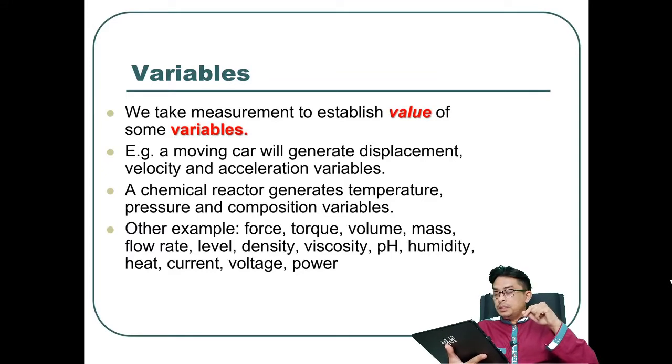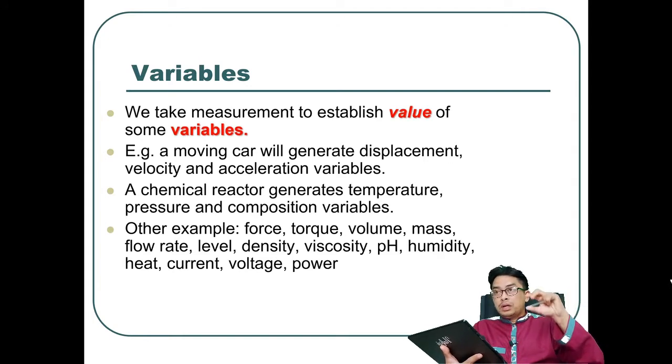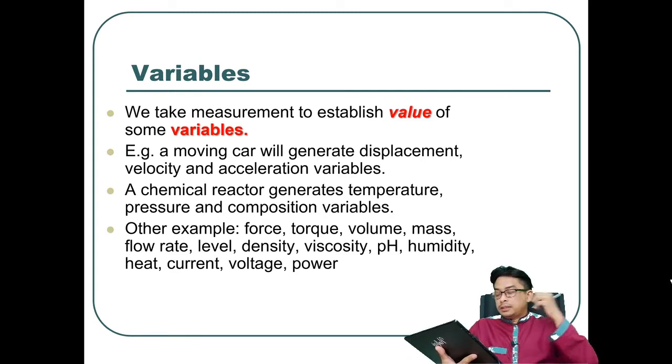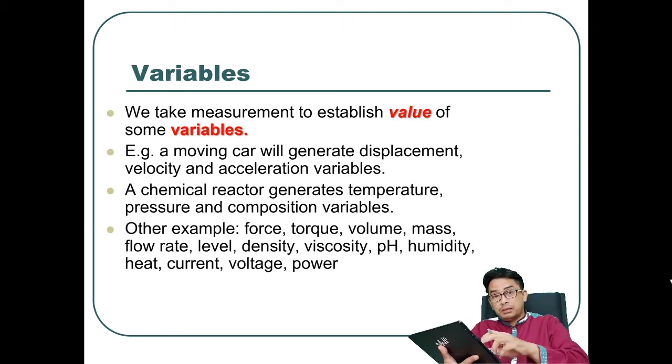The other example is a chemical reactor. A chemical reactor will generate temperatures, will create pressures, and also a chemical composition. So these are variables related to the physical process. Other examples, as stated here: force, torque, volume, mass, flow rate, level, density, viscosity, pH number, humidity, heat, current, voltage, and power, and many more physical variables.